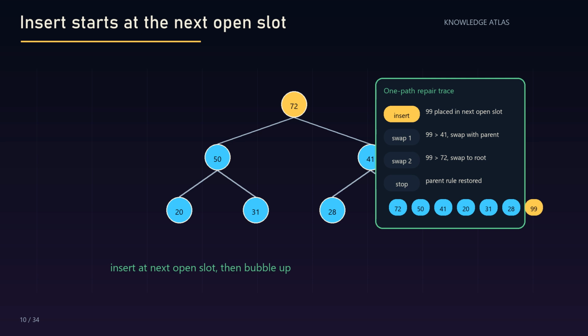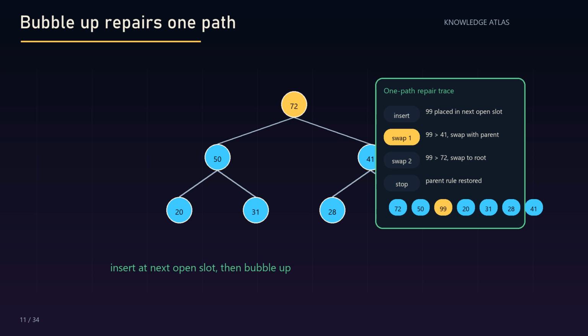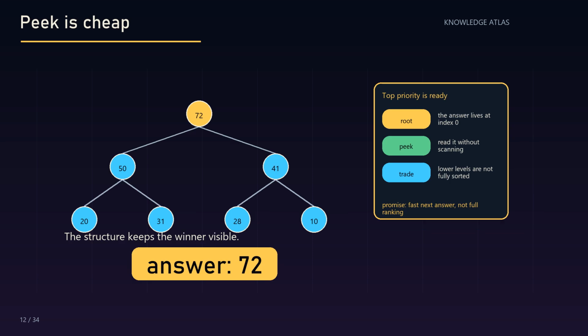To insert a new item, place it in the next open position so the complete shape remains valid. The new priority may be too important for that low position, so the heap repairs the order rule by moving it upward. Bubble up compares the new item with its parent. If the new item has higher priority, swap them. Repeat until the parent already wins or the item reaches the root. Only one path changes.